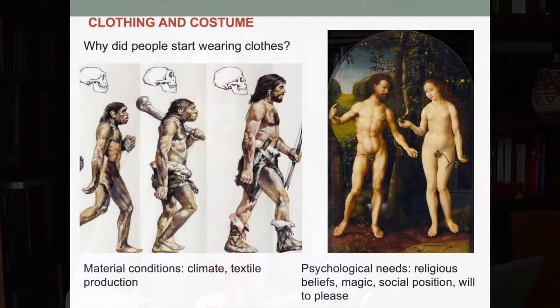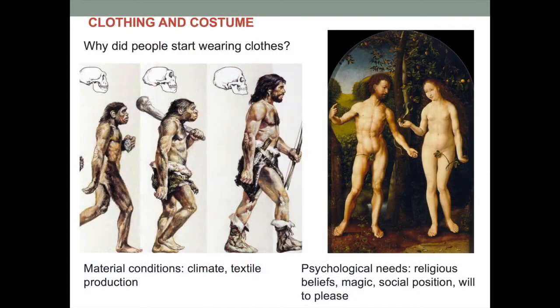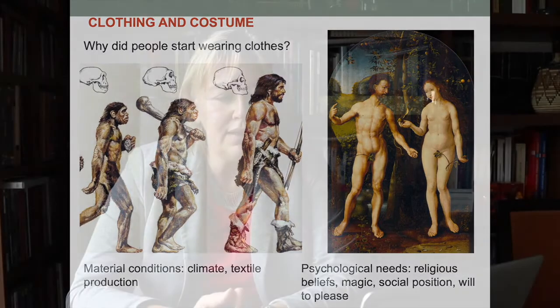And the Western culture, the European culture, would have this story in the Bible. So we have the story of Adam and Eve, how they ate the forbidden fruit and they realized that they were naked. So they started feeling ashamed of their nakedness, and they took some leaves from a nearby tree and covered their genitals, not because they were cold, but because they were ashamed for the first time of their nakedness. So they would be thinking about, let's say, psychological needs rather than the material conditions.